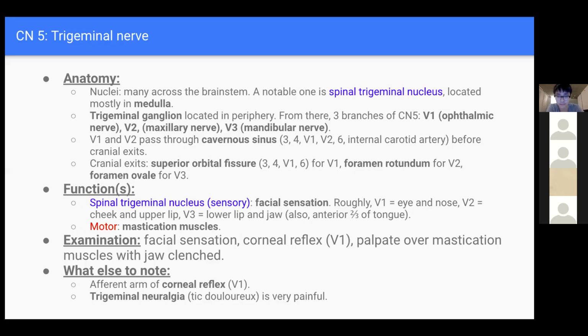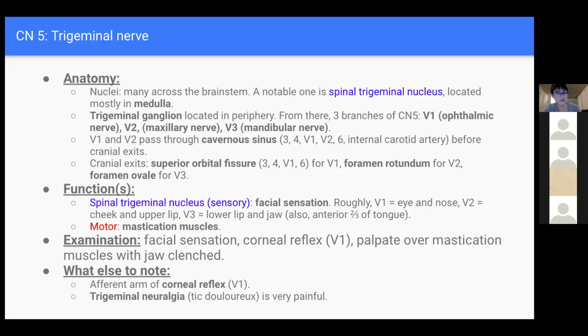And you also can ask them to clench their jaw and to essentially palpate the tone of their mastication muscles. So over the cheeks for the masseter and over the temples for the temporalis muscles. So what else to note? This is the afferent arm of that corneal reflex I was just telling you guys about. And specifically it's V1, okay? The corneal reflex is for V1, V2 and V3 play no role in it.